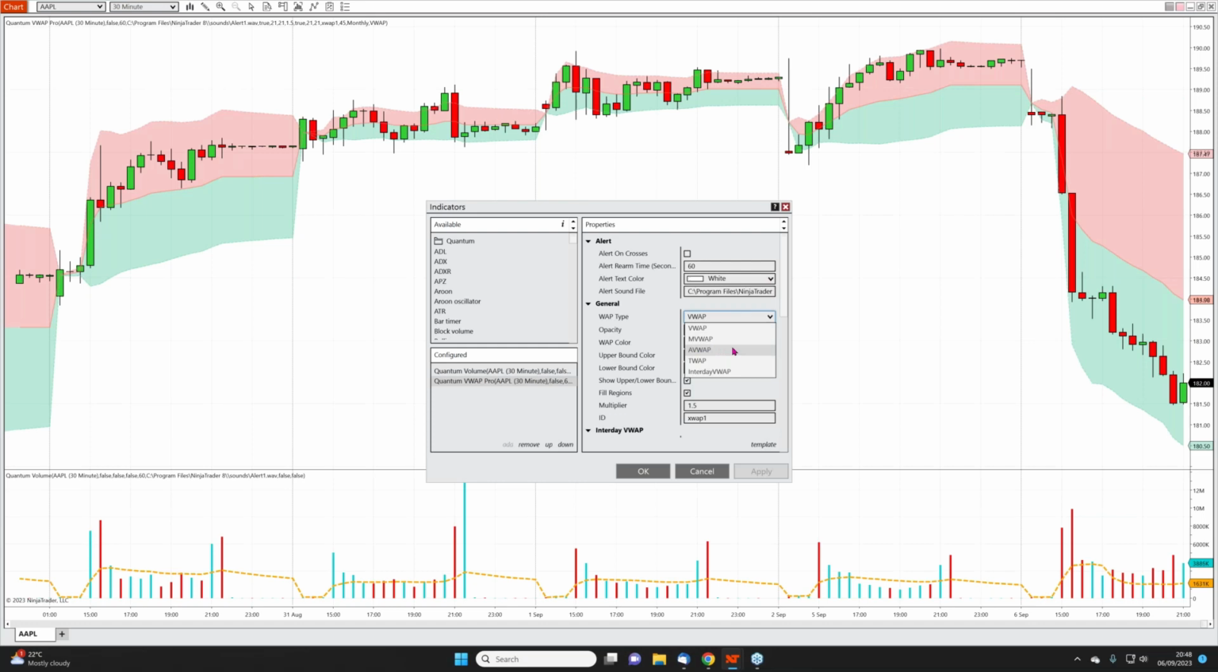The third one here, the AVWAP, is an anchored VWAP. This allows you to drop the start of the algorithm anywhere you choose. So you can be on any time frame up to, but not including, the daily, because that's covered by the fifth one here, which we'll come on to in a moment.